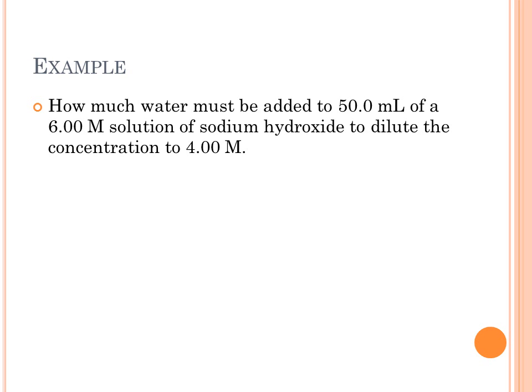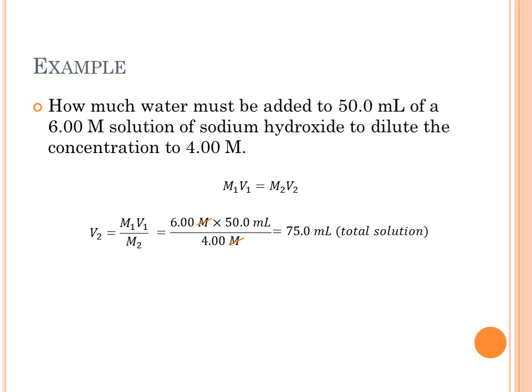Regardless, you end up with the same formula, M1V1 equals M2V2. Since I'm asking you for a volume, we solve for V2, so V2 equals M1V1 over M2. But note, V2 is the total volume of the solution, and it's not the volume of water that was added. But regardless, let's plug in 6 molar times 50 milliliters divided by 4 molar. The molarities cancel, and we get 75 milliliters, which is the volume of the total solution after it's been diluted to yield the concentration of 4 molar.